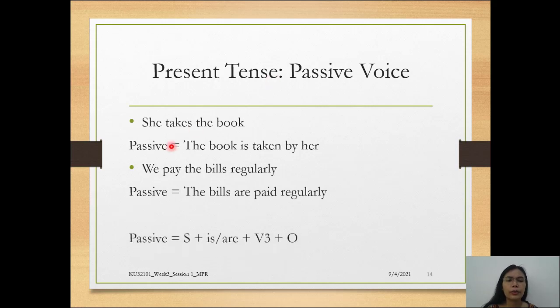So when we want to talk about passive in the present tense, you use subject plus is or are plus verb 3, and then plus the object. And you can always say "by" plus the object. The object is the doer or the agent, so you can put "by someone" or "by something."